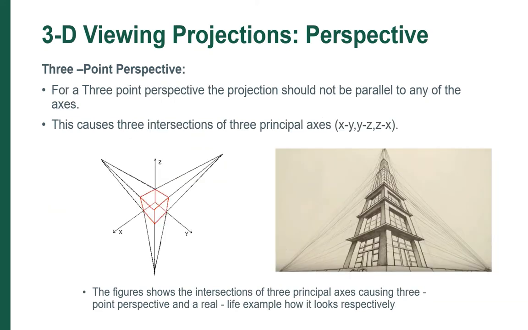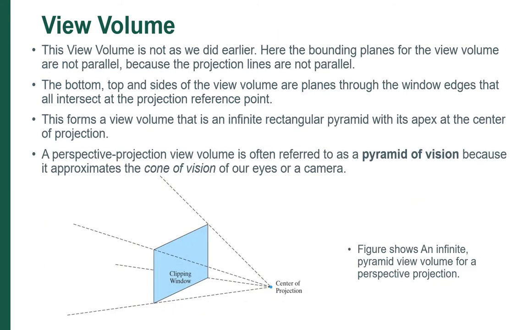This is a 3 point perspective. Coming to this, the understanding is a bit clumsy, because we can see like 1, 2, 3 axes converging at three different points. For a 3 point perspective, the projection plane should not be parallel to any of the axes. The left side figure shows the illustration, and the right side figure shows the real life example of how the view looks.